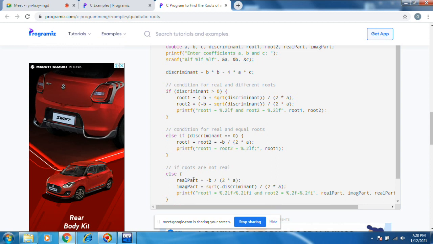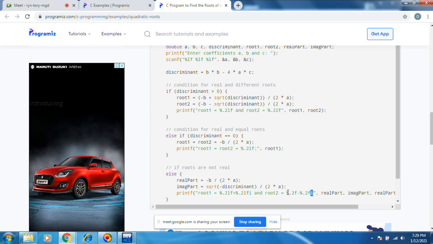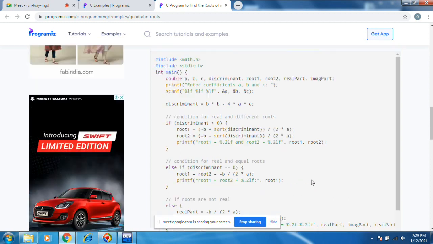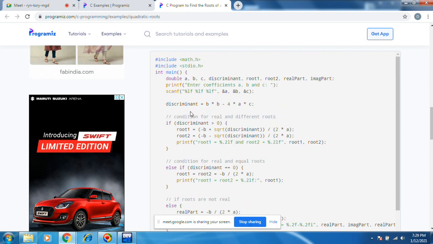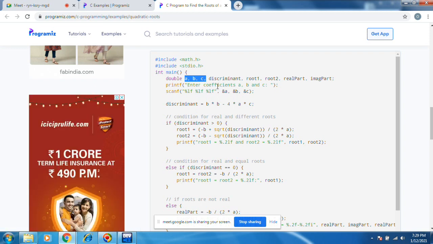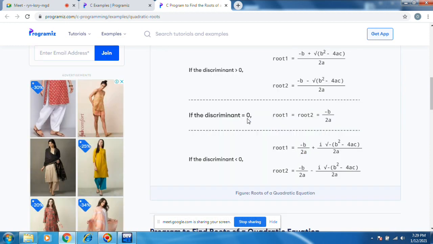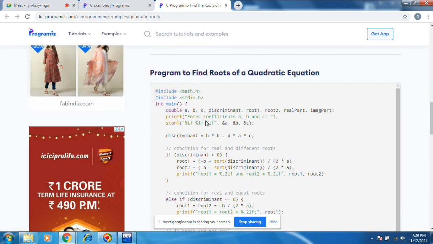If the discriminant is less than 0, we will mention i. i means imaginary. That's it. We'll put i after that. And then we are entering a, b, c. Enter the coefficients of a, b, c. This is the x square coefficient, then the b coefficient, and then the constant c.